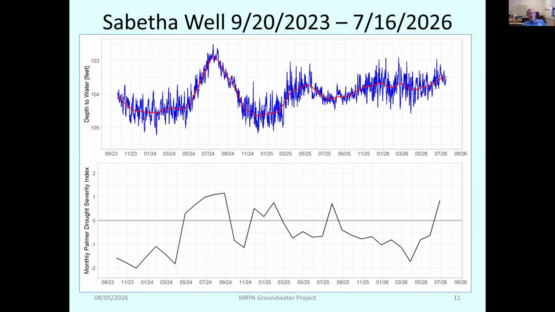And this is the continuous record from it, which is fairly noisy. So the blue line is the continuous measurements. And probably a lot of that fluctuation is barometrically induced. And then the red line is just a smooth curve run through that data. But I want to point out that if you look at the vertical axis, you're only looking at about 2 feet of variation. So there's not much going on there. And you can see a definite response to the wetter conditions in 2024. And after that, there's not a huge amount of correlation between the precipitation and what's going on in the well. But at the same time, there's just not a whole lot going on in the well.